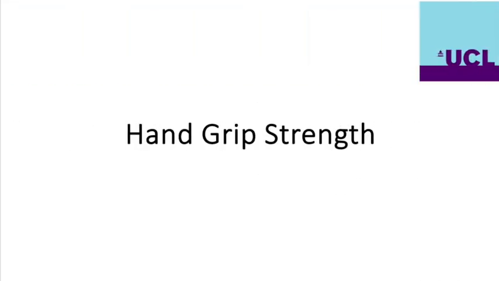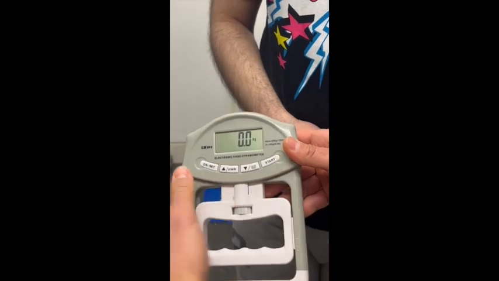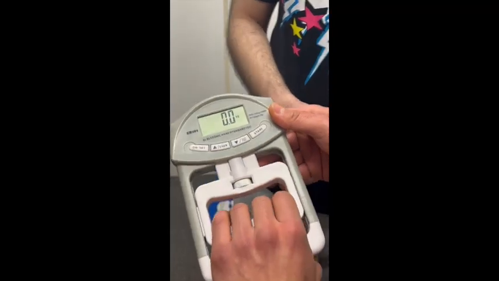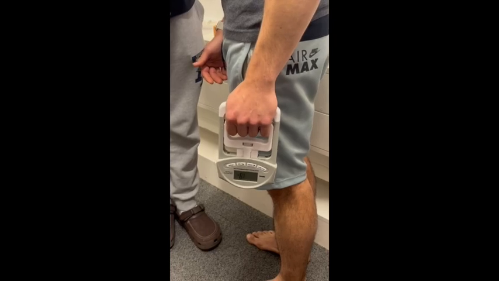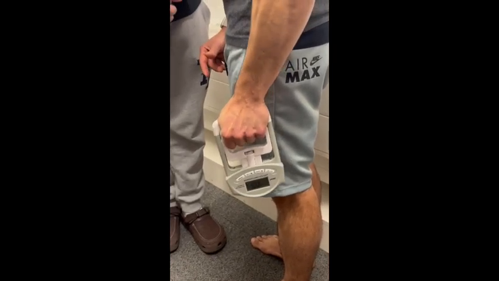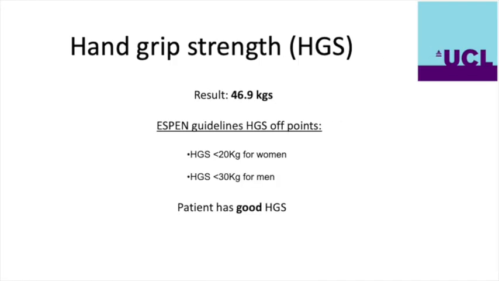Hand grip strength. HGS is useful as it tells us about the muscle tissue component. Reduced HGS is a result of being in a prolonged catabolic state resultant from malnutrition. To measure this, have the patient squeeze the hand grip strength instrument. After the weight stabilizes, record the given value. The result of 46.9 kilograms is above the hand grip strength cutoff point. Low values indicated by the cutoff points suggest malnutrition.